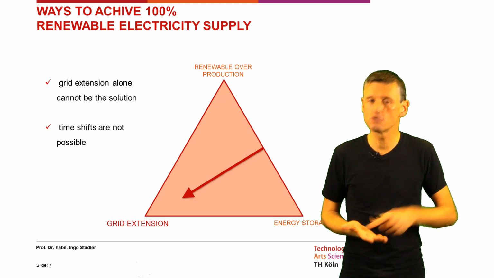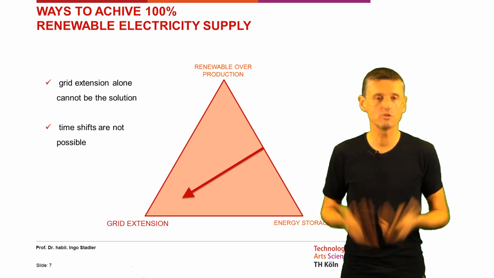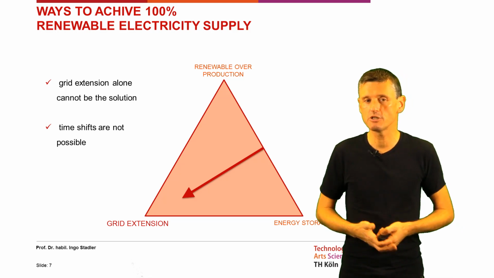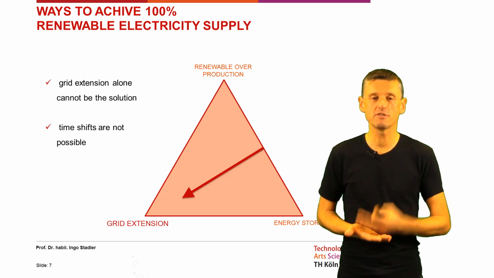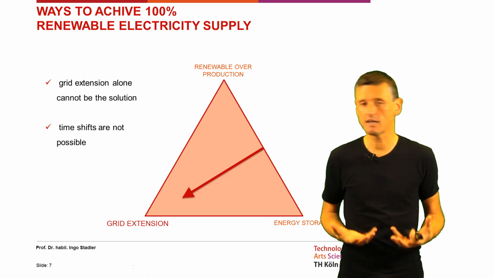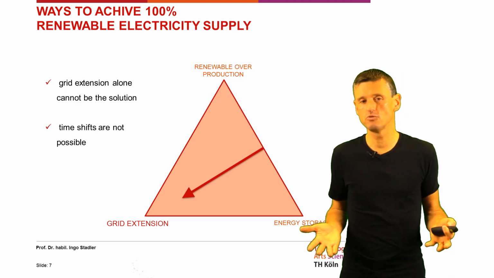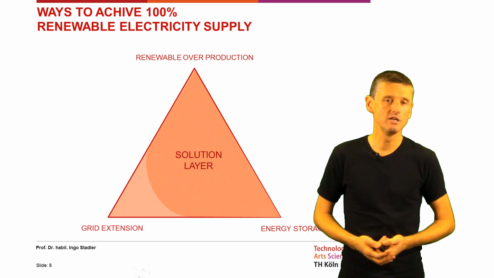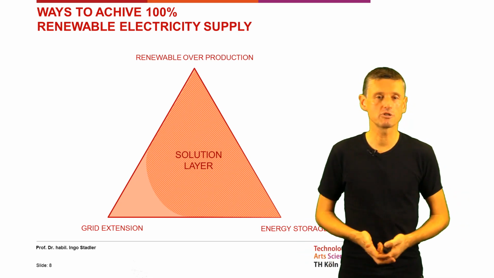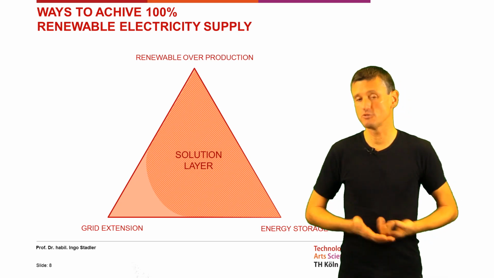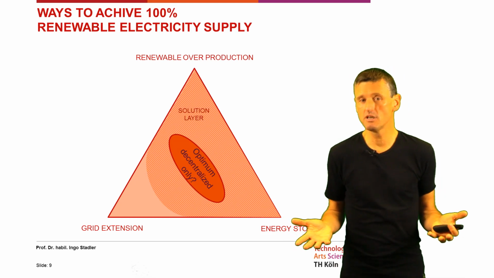So grid extension for sure can play a big and an important role in going towards a 100% renewable power generation. But it cannot be the only solution, because grids only can make a shift in place, but grids cannot, like storage, make a shift in time. I don't know where the ideal solution is. The solution layer we see here is a quite big possibility from energy storage and overproduction, and a quite big part, but not all the part, from grid extension. And maybe the optimum in future will be, we need all of them.